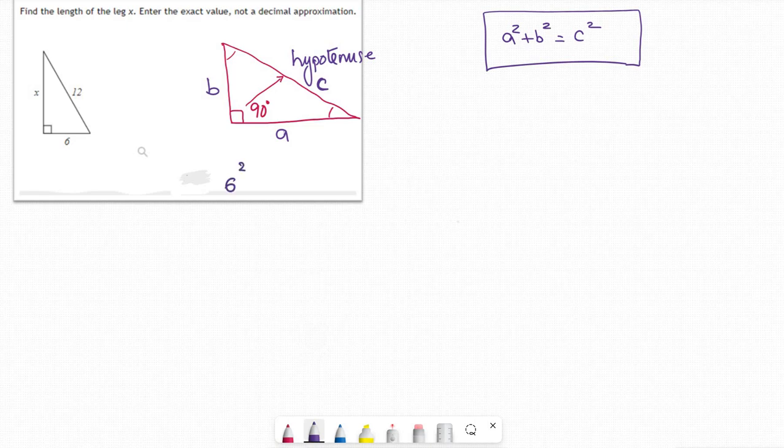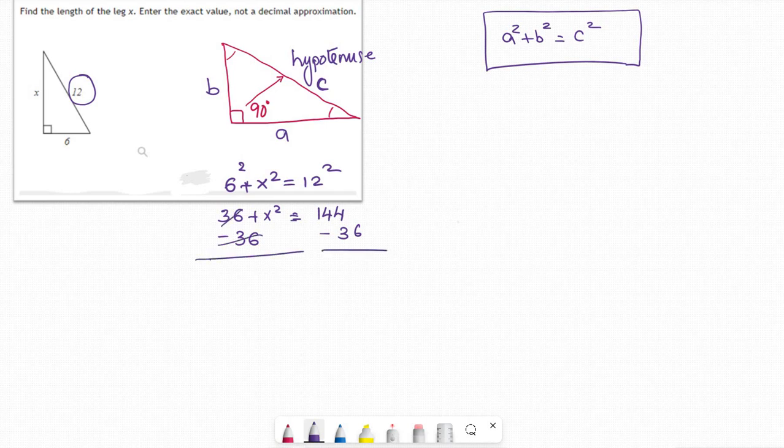So 6 square plus x square is equal to 12 square. And this side will remain the same. We can interchange A and B, but C will be the same. So we can simplify this. 36 plus x square is equal to 12 square, that is 144. So we can subtract 36 from both sides, and x square is equal to 108, right?